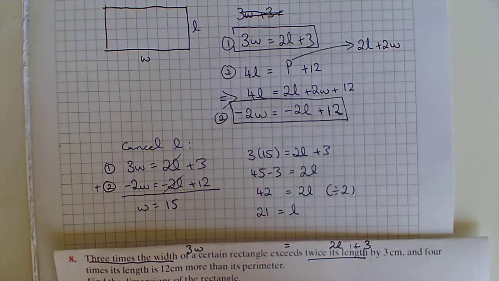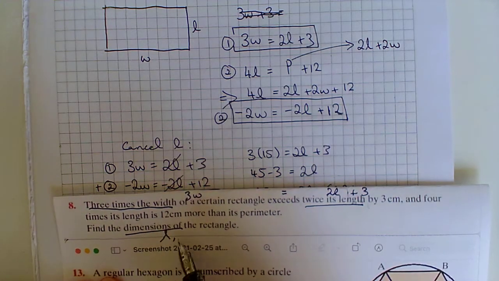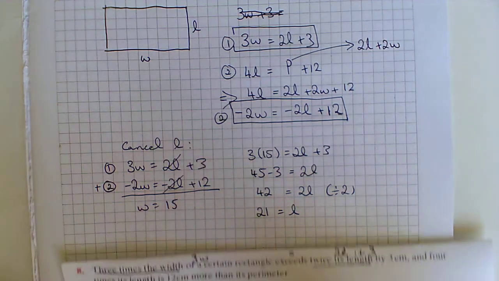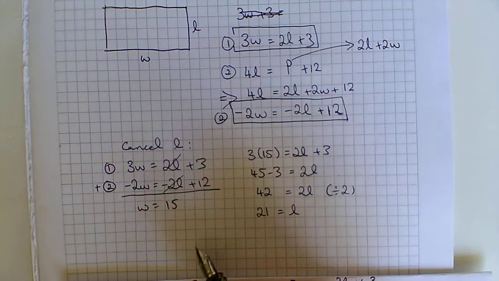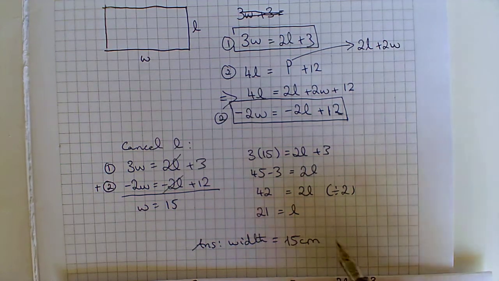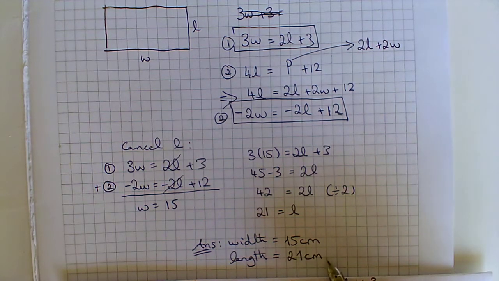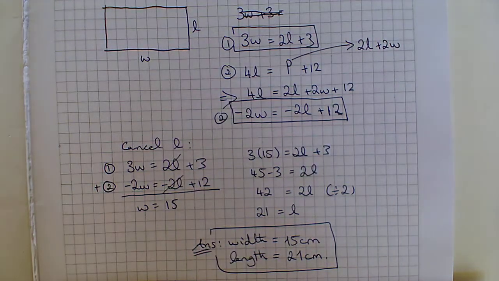Now, have we answered the question? Find the dimensions. Dimensions means length and width. And I have written them down, but what am I missing? My units. So the question included units, so my answer must include units. So my answer is that the width is 15 centimeters and the length is 21 centimeters. Make your answer nice and clear.